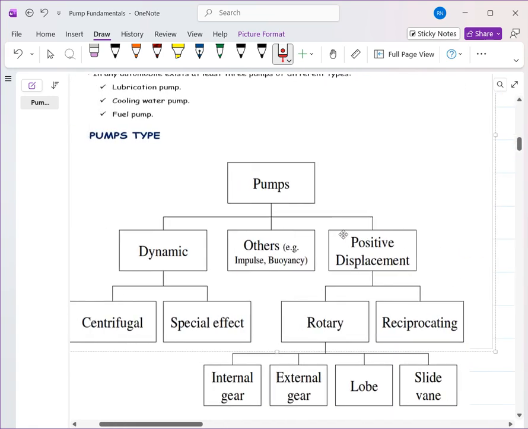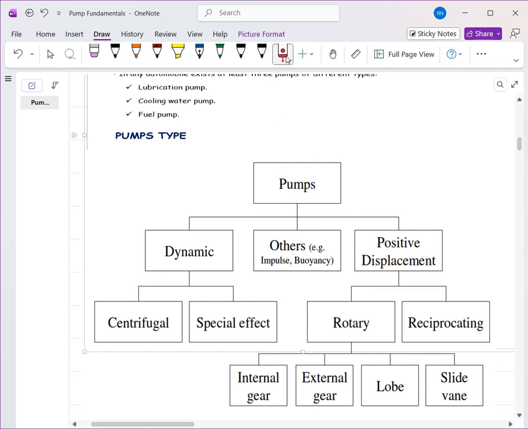Now we will discuss the various types of pumps. Pumps can be of two main types: one is the dynamic pump and the second is the positive displacement pump. We will not discuss other types like impulse pumps and buoyancy pumps. These pumps are not asked in chemical engineering interviews, so we will ignore them.